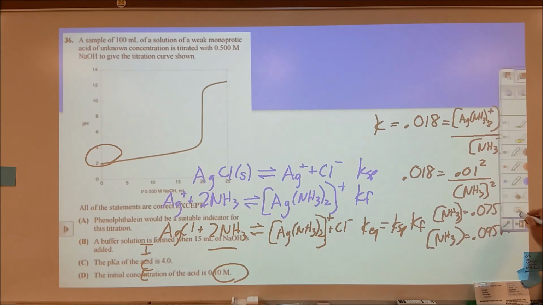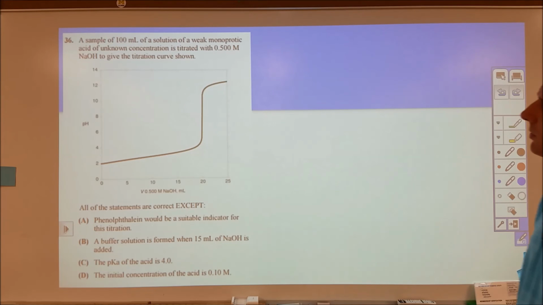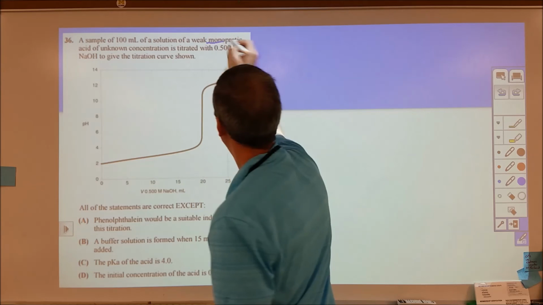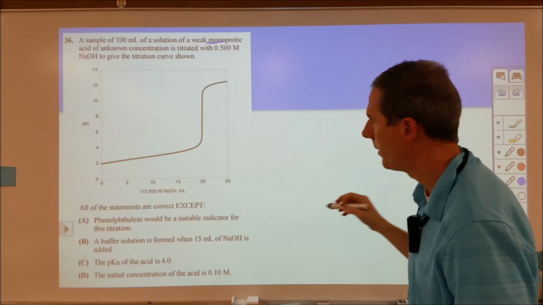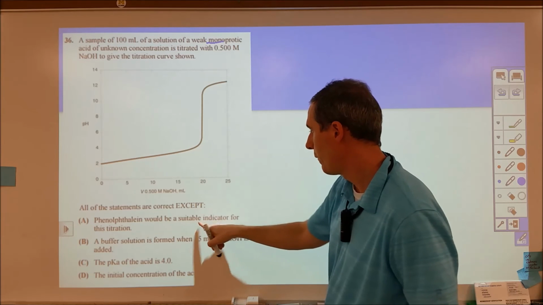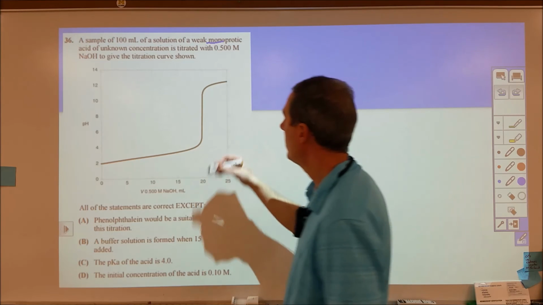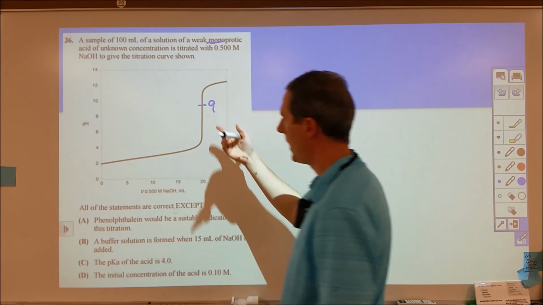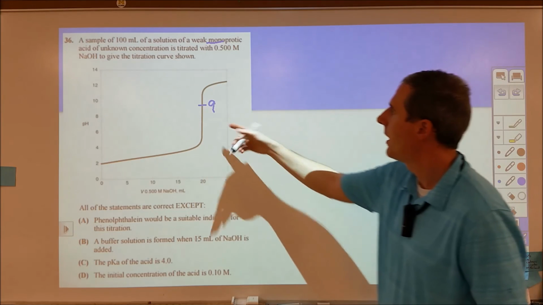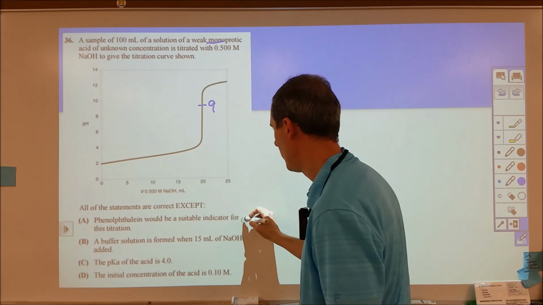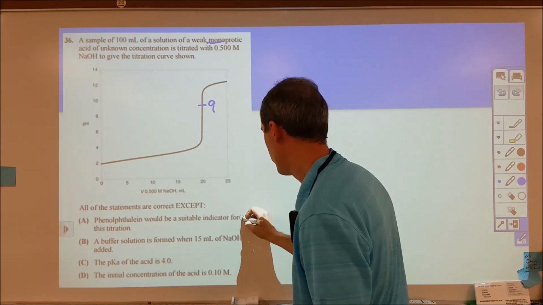All right, and I believe this is our last one here. So 36, we have a 100 milliliter solution of a weak monoprotic acid titrated with 0.5 molar NaOH. We get this curve, which the statement is not true. So for phenolphthalein as a suitable indicator, phenolphthalein is going to change at a pH of 9. That's even a little high right there that I've drawn on there. So that's fine. That's along the equivalence point. So this would be correct.